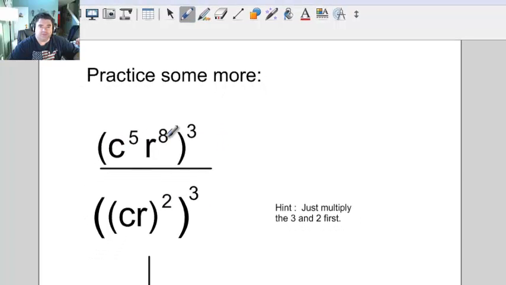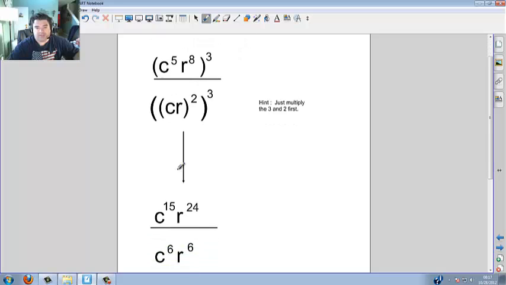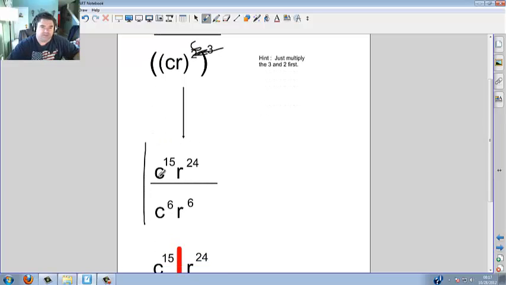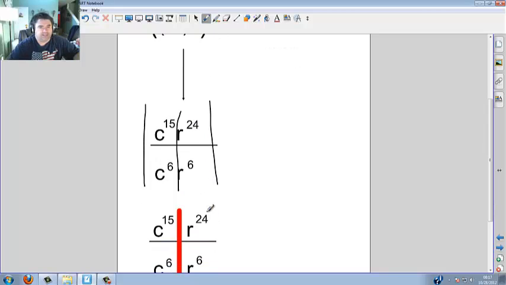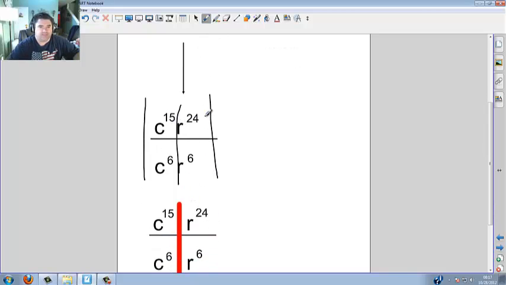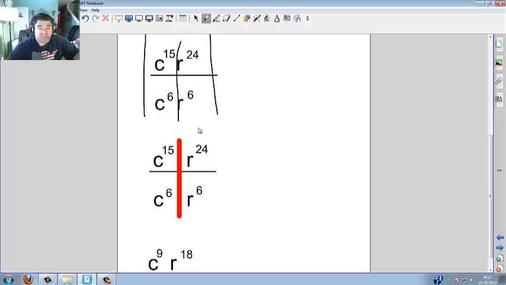So it's 5 times 3 is 15. 8 times 3 is 24. That's obvious. And then take this, make 6. Once this becomes a 6, then C to the 6th, R to the 6th. Cross out and compare. Put in lanes. Let's see, 9 on top and 18 on the top, I believe.